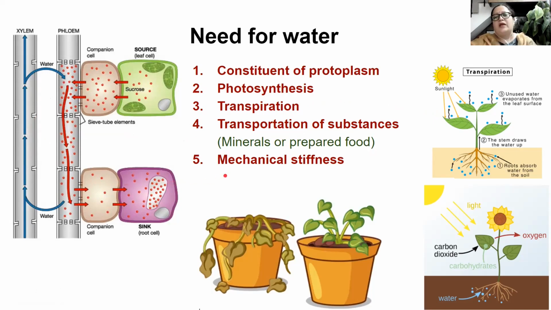Then it provides a mechanical stiffness. If a plant is not watered, it will wilt and ultimately die. If, on the other hand, you water it properly, the plant parts will stand erect, and this is especially important in case of herbaceous plants, where they have no hard or woody structure to provide any mechanical stiffness.